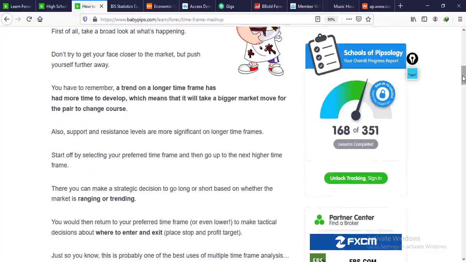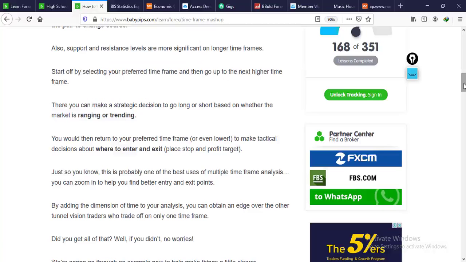So you have to remember, a trend on a longer time frame has had more time to develop, which means that it will take a bigger market move for the pair to change course. Also, support and resistance levels are more significant on longer time frames. So the first way to begin is to pick your desired time frame. Let's say you like trading on the 1 hour time frame.